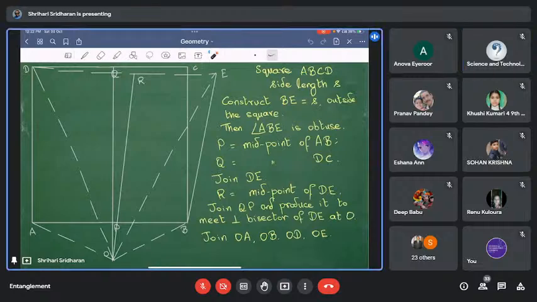Finally, I joined the sides OA, OB, OD, and OE. Once again, I resort to the same strategy of not erasing the picture, but I'll erase the written part of whatever I have done here. And I will want to discuss a few things. Again, I'm mostly concentrating on congruence of triangles, and therefore, if you can help me once I give you the triangles, then it would be wonderful.